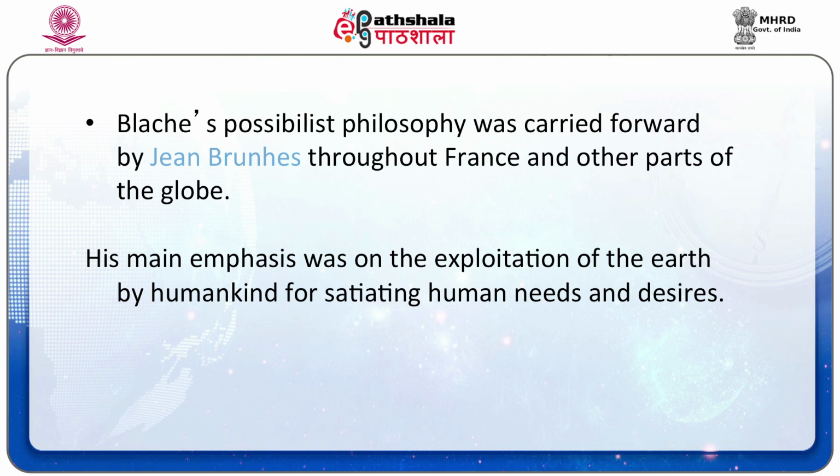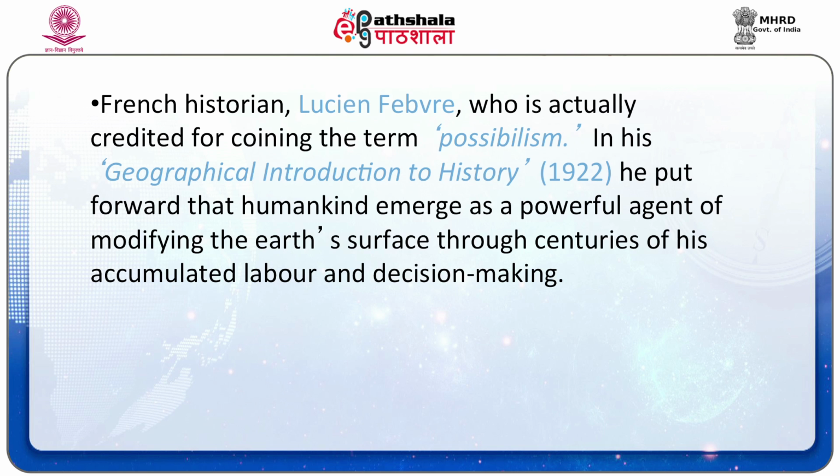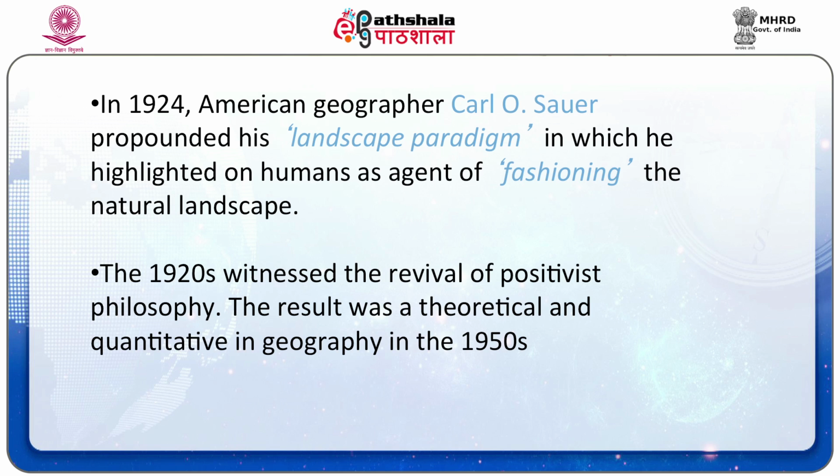His main emphasis was on the exploitation of the earth by humankind for satiating human needs and desires. It was, however, the French historian Lucien Febvre who is actually credited for coining the term possibilism in his Geographical Introduction to History, which he accorded to the Vidalian tradition of possibilism. He put forward that humankind emerged as a powerful agent of modifying the Earth's surface through centuries of their accumulated labor and decision making. In 1924, American geographer Carl Sauer propounded his landscape paradigm in which he highlighted humans as agents of fashioning the natural landscape.